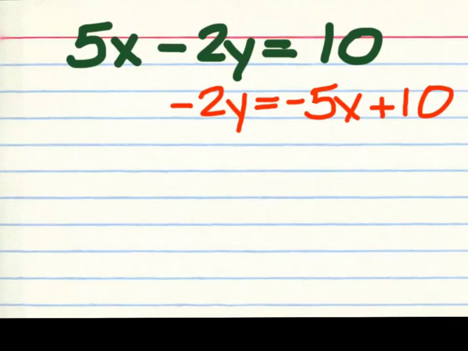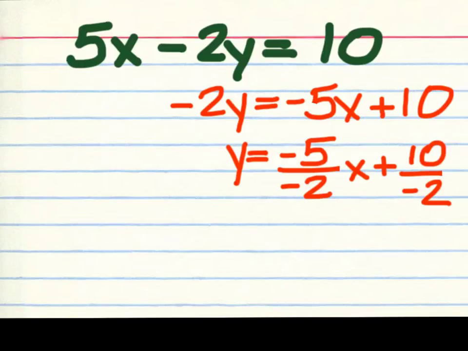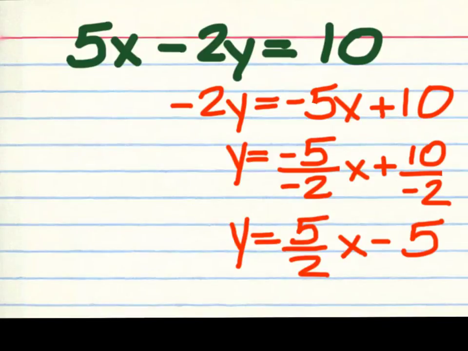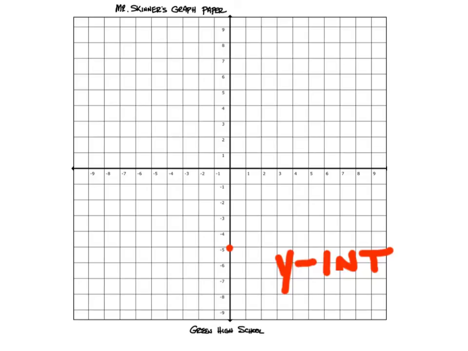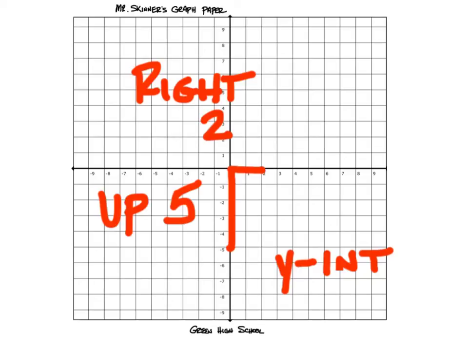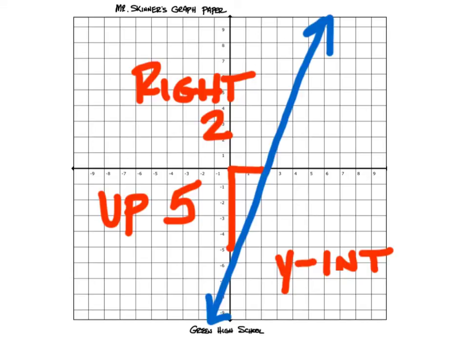All right, so you move the 5x over, make it negative 5x. Divide everything by negative 2, and you're left with 5/2 x minus 5. Your y-intercept is the negative 5. The slope is 5 over 2, so you go up 5 to the right 2, and then draw the line.